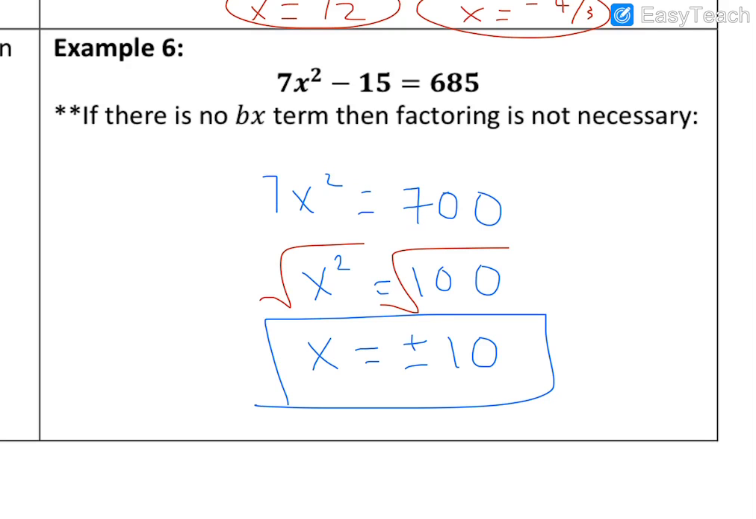Okay, so I just wanted to show that to you again. If you were to factor this one, though, the factors will help you see the positive and the negative 10. So that's just one thing that I did want to point out.